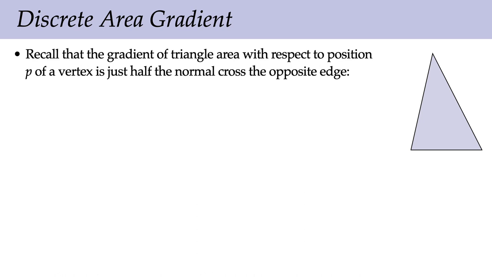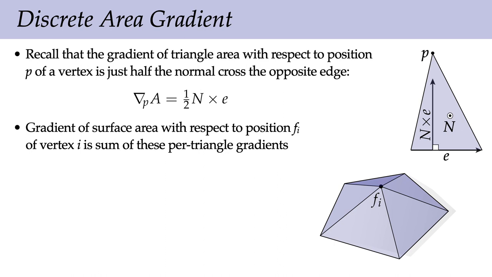Well, remember, we already figured out the gradient of the area of a single triangle with respect to the position of one of the vertices. We said it's just you take the unit normal sticking out of the triangle, you do the cross product with the edge along the base of the triangle, and you divide it by 2. Okay. So the gradient of the entire surface area of the whole surface with respect to the position fi of vertex i is just going to be the sum of these per triangle gradients.